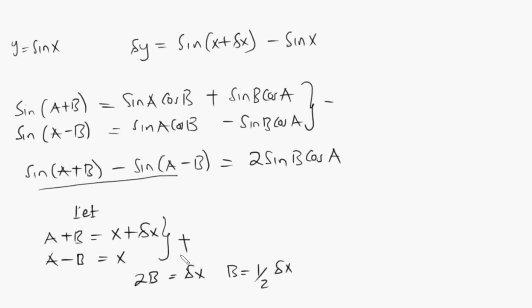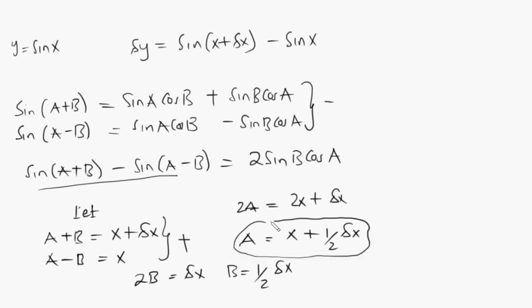But if I add these two equations, a plus a gives my 2a here. This plus this will be 0 because of the plus and the minus. This plus this on the other side now gives 2x plus delta x. So my a now is equal to x plus 1 over 2 delta x. So this one is my a, and this one is my b.